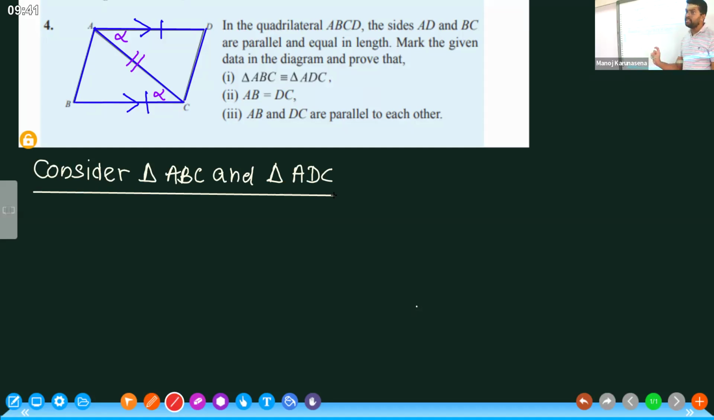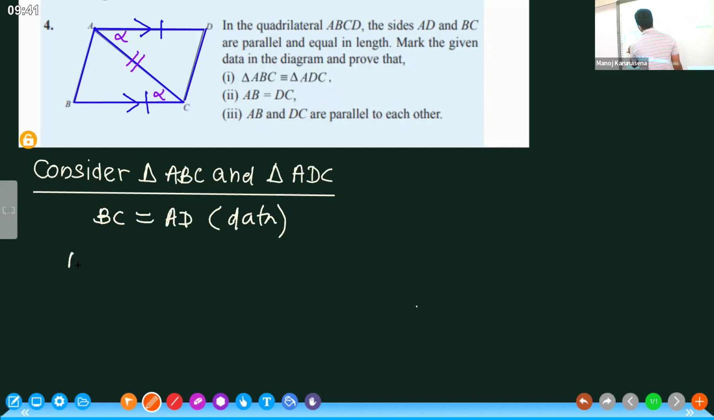The two triangles are congruent under the case side angle side. What are the equal sides? On the ABC triangle here, left hand side, BC side equals AD side. What is the reason? Data.